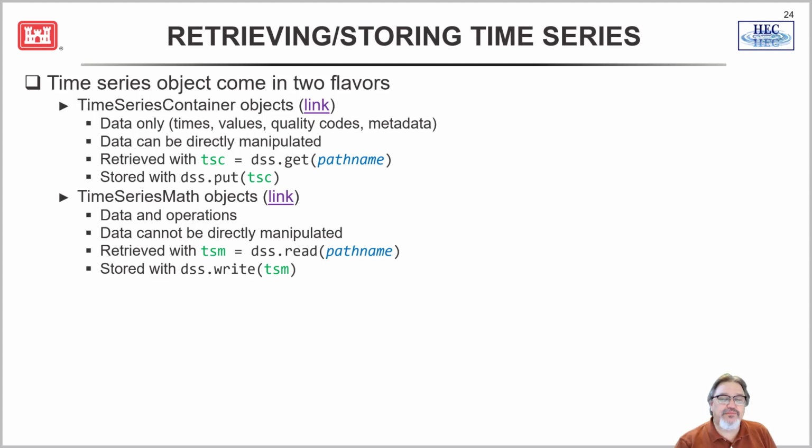So there is some mental bookkeeping to keep up with whether you're working with time series containers or time series math objects, and the methods that you use to access them in the DSS file. I normally do like you see here on this slide. If I'm working with a time series container, I usually call it TSC, or if I've got multiple time series containers, I might call it flow TSC or something like that. If I'm working with time series math, I'll use TSM, flow TSM, or just TSM, so that I can look at the variable name and know whether it's a time series container or a time series math.